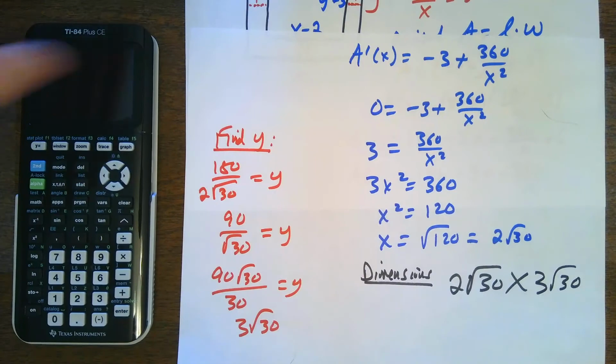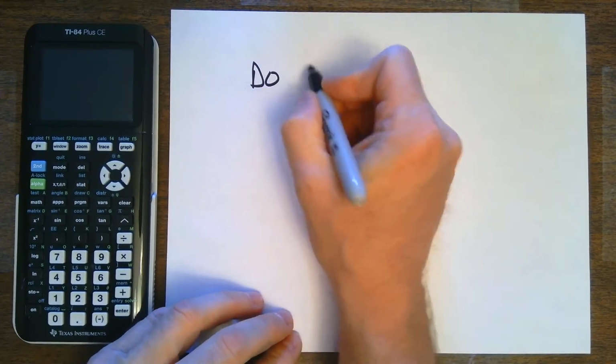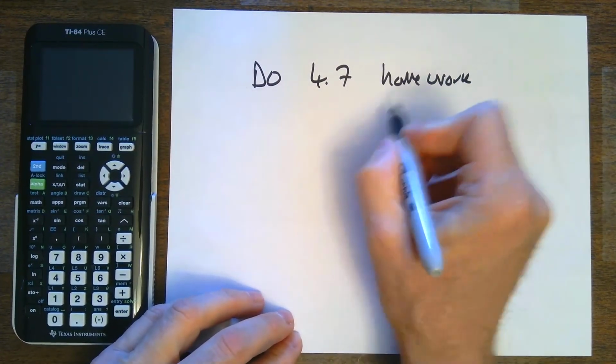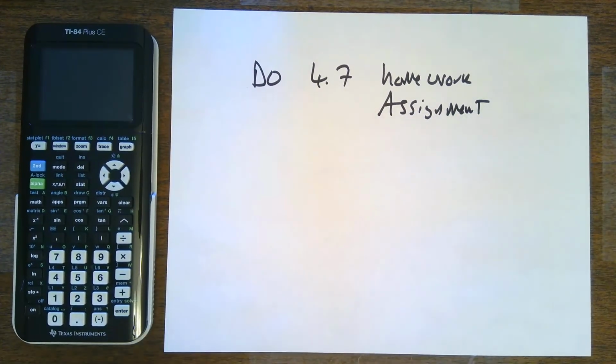Oh, wait a minute. I totally forgot about the assignment. All right, so what do I want you to do now? All right, so the assignment. Do the 4.7 homework assignment. Now, I put the assignment list for Chapter 4. You should have it already, but I put a copy of it in the Teams files. So that's the same place this video is going to go. So look at it and access it from there, and go ahead and do 4.7.